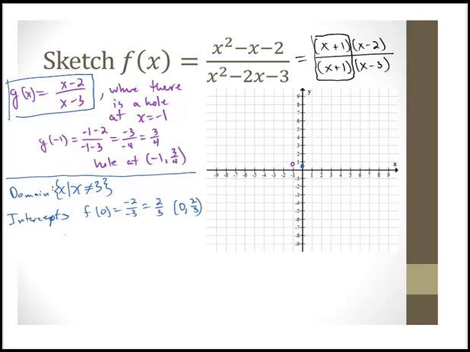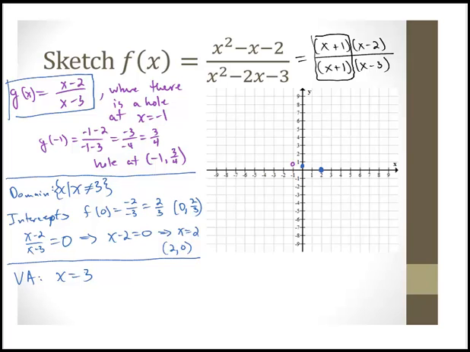Setting the function to 0. X minus 2 over x minus 3 equals 0, which implies that x minus 2 equals 0, which implies that x equals 2. So I have the point 2, 0 as an intercept. I have a vertical asymptote at x equals 3. The function's already reduced, so I don't need to reduce it any further, and I have a vertical asymptote at x equals 3.